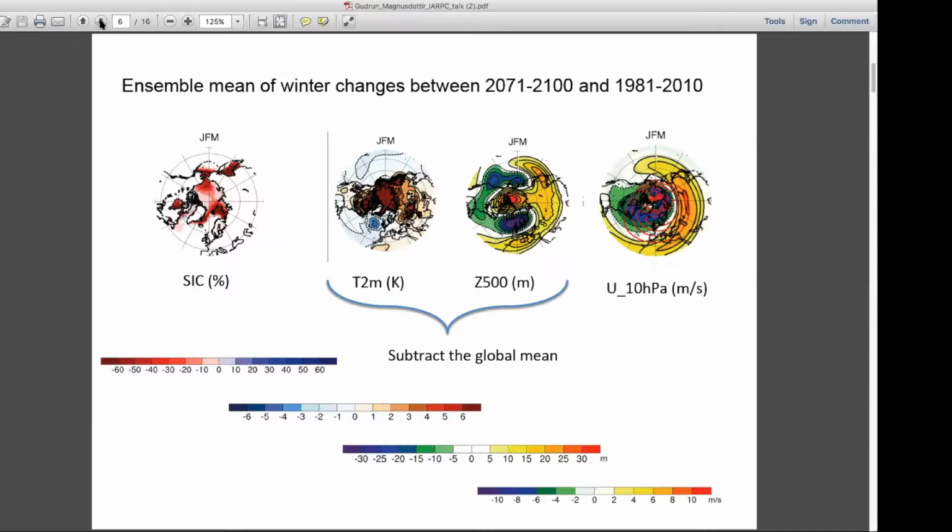On the right-hand side, we show the response in the lower stratosphere. These are the zonal winds at 10 hectopascal, and the climatology is shown in red contours. You can see that there is a decrease in zonal winds where the stratospheric polar vortex is, so it's slowing down the polar vortex. Next slide, please.